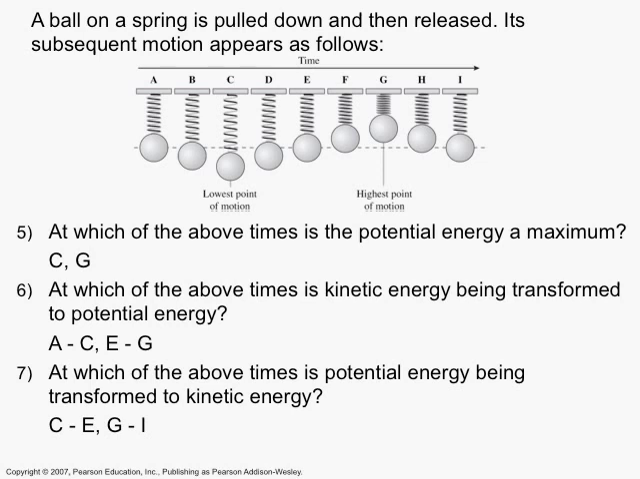At which of the above times is the potential energy being transformed to kinetic energy? This is the point when the spring is relaxing and the speed is increasing. And those are the other locations, from C to E. It's going towards equilibrium. And G to I, the spring is relaxing, it's going towards equilibrium. Hence, the potential energy of the spring is going towards kinetic energy.